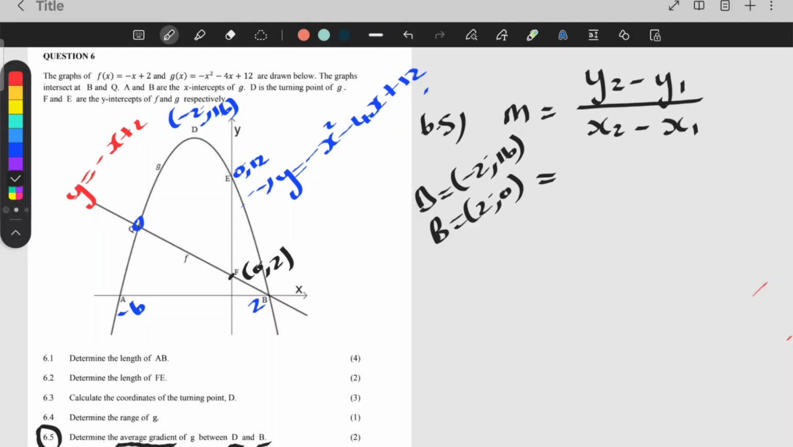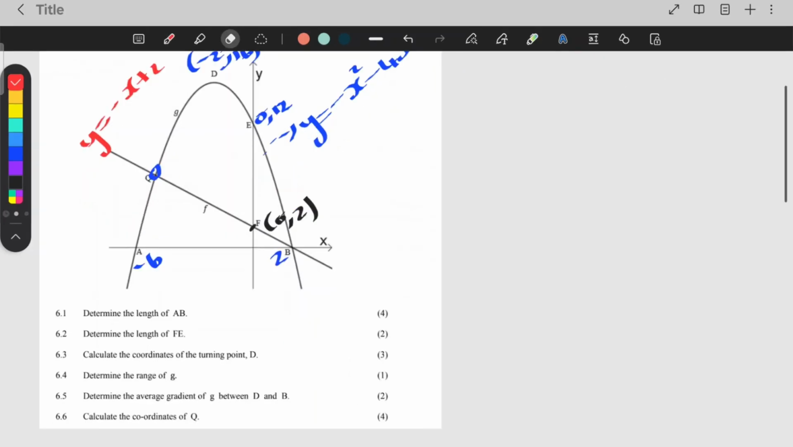So now I'm just going to do y minus y. I'm going to start with D. So I'm going to say 16 minus 0. And then I start here again, so this minus that, over this minus that. All in your calculator. And I get my answer to be negative 4. And that is the average gradient. Let's mark this. So here you get a mark for subbing it in, and the answer. So that's a 2-mark question.